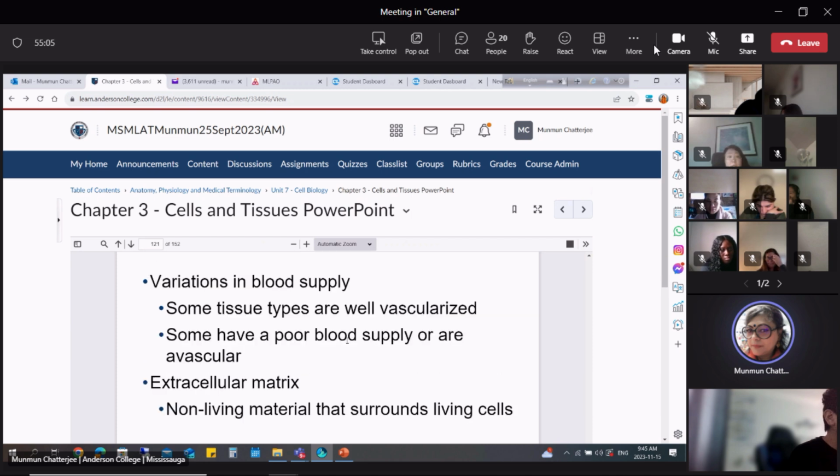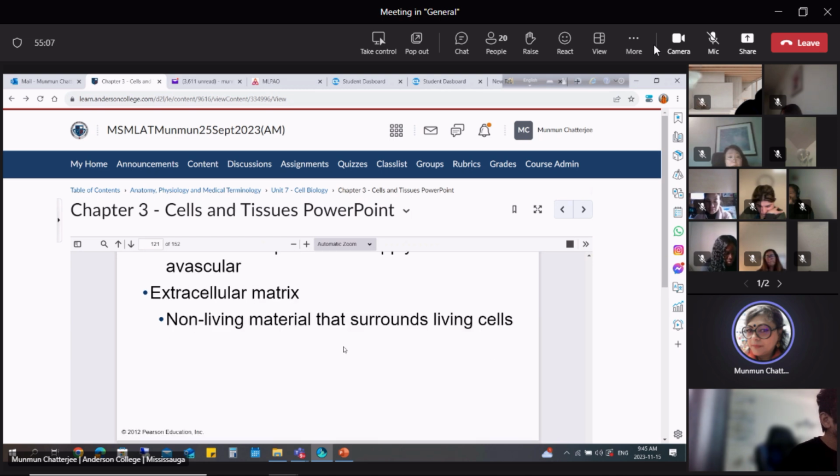And what is the extracellular matrix? What is the non-living material that surrounds the living cells? This is called the extracellular matrix. It gives only protection. It doesn't have any nucleus, or even if they have some, it is dead. And that type of matrix is needed for our protection.